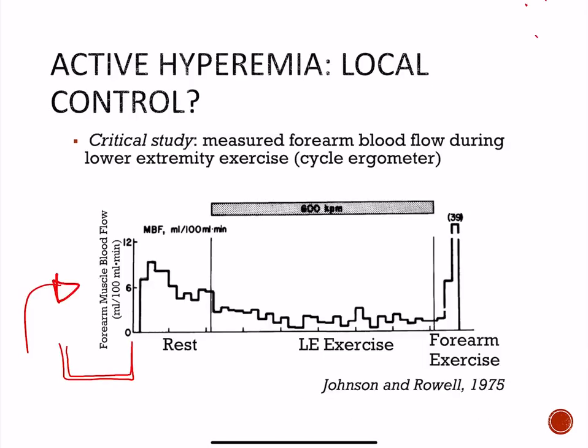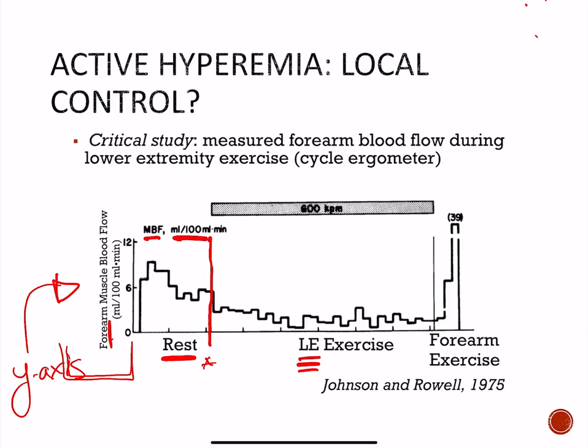This is a landmark study that showed this phenomenon. So what you're looking at here is, on the y-axis, blood flow going to the forearm. They had sensors on the forearm measuring how much blood flow was going. And you can see there was a period of time at rest where they just measured the blood flow in the arm. Then, right at this time point here, they started a lower extremity exercise. They hopped on a bike and they started pedaling.